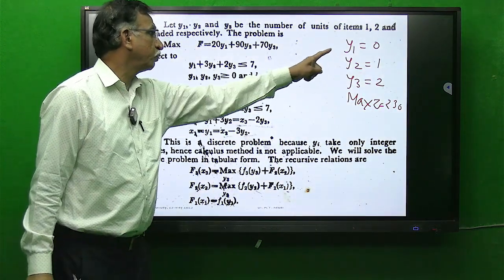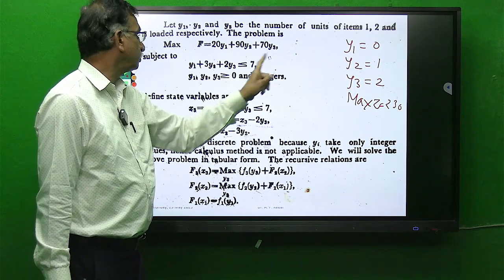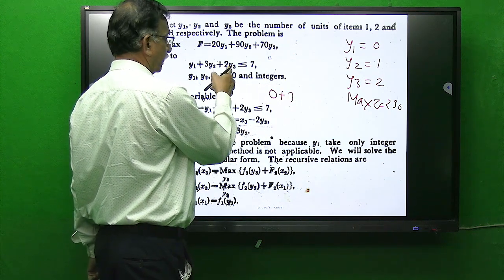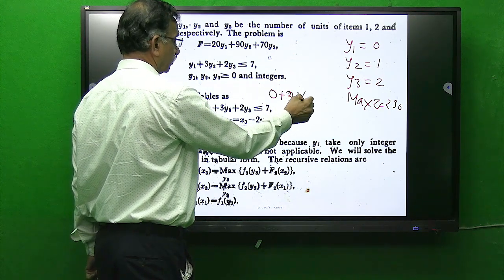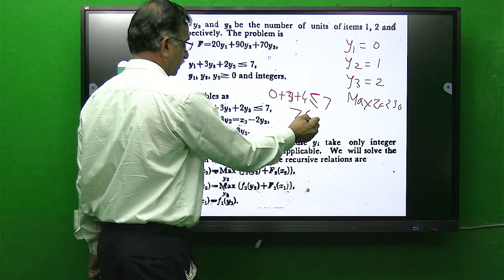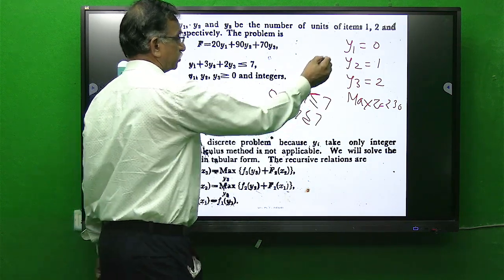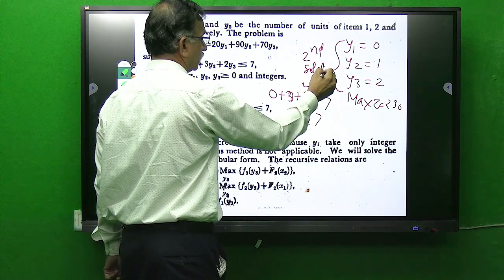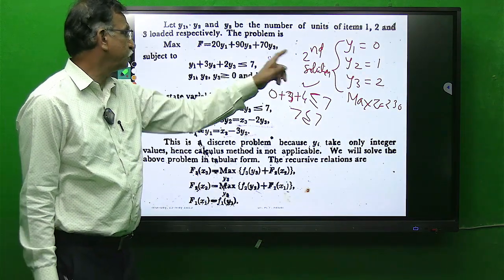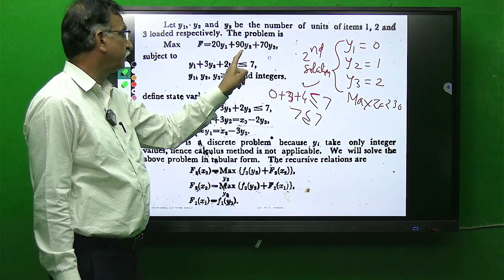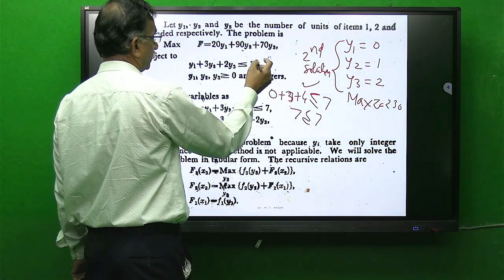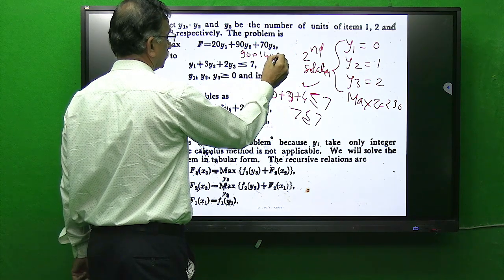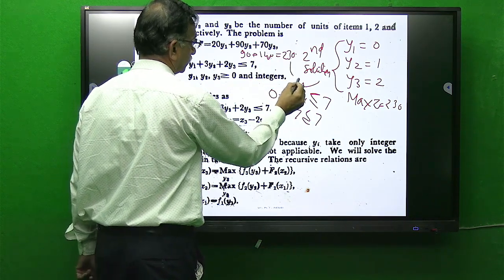We'll cross check. Put y1 as 0, put y2 equal to 1, so this will be 3. 0 plus 3 and 2 y3 is 4, less than or equal to 7, 7 less than or equal to 7. This is satisfied. So this is the second alternative solution. If you put these values, you will get the same: 90, and 2 times 70 is 140, so this will yield 230, which is our answer.